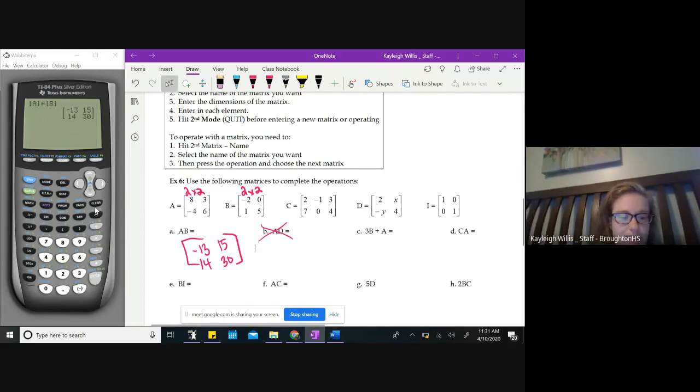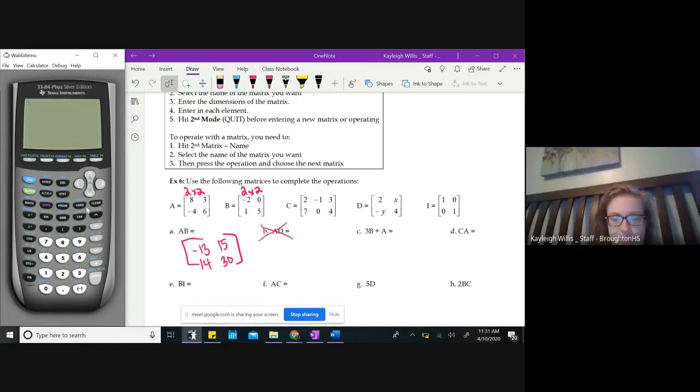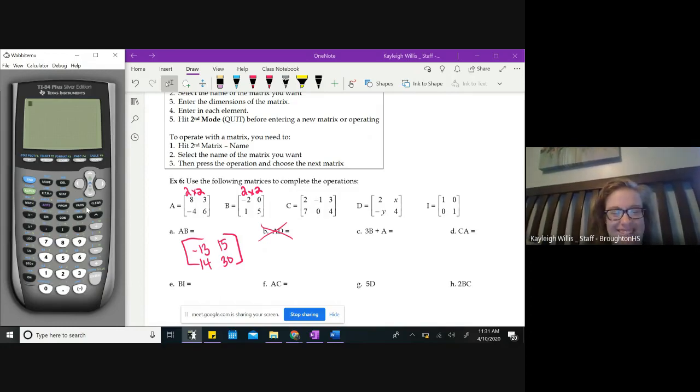Well, thankfully, I already have those typed into my calculator. So that's like what we call a scalar, right? So we're scaling that matrix. We're going to multiply it. We're going to make it 3 times bigger. So we're going to multiply that matrix B by 3.